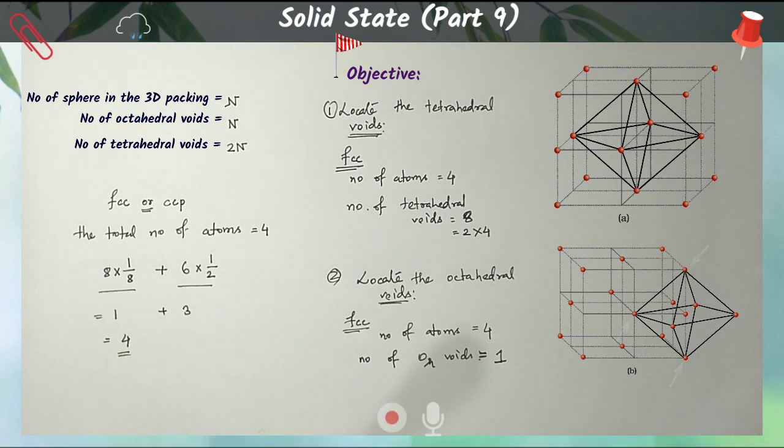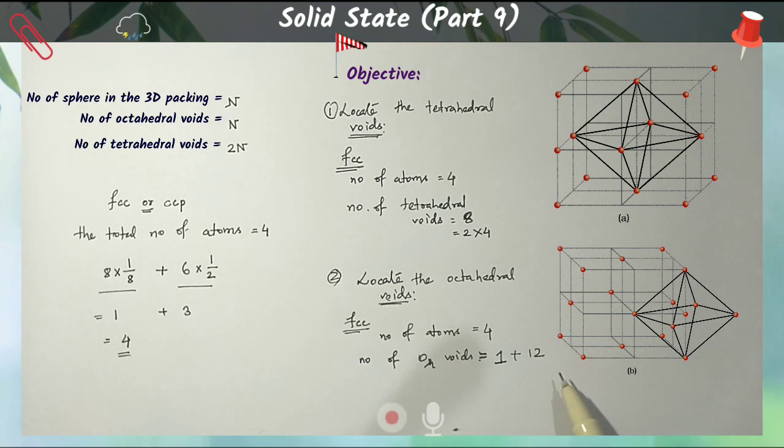Of these 3, 2 are coming from the corners and 1 is from the face center, and the other 3 are coming from the 2 adjacent unit cells. So how many edges are there in total? Total 12 edges are there. So we have a total of 12 octahedral voids present at the 12 edges of this unit cell.